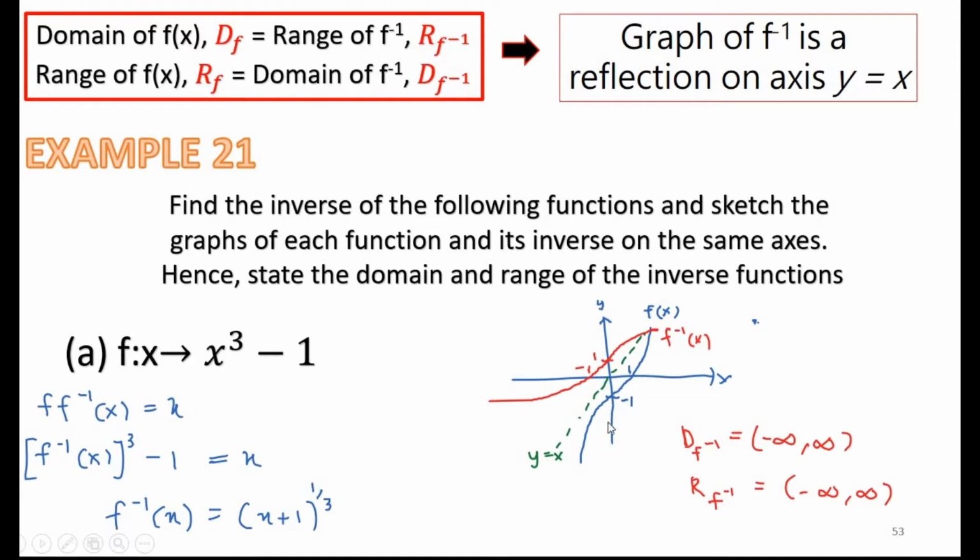So from this you can see the domain of f. The domain of f is all the real numbers from negative infinity to infinity. So the domain of f should be the range of f inverse, which is negative infinity to infinity. Same for the range of f. The range of f is also from negative infinity to infinity, and the range of f is equal to the domain of f inverse. So you'll get this.